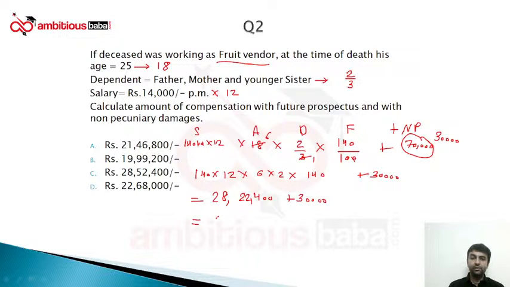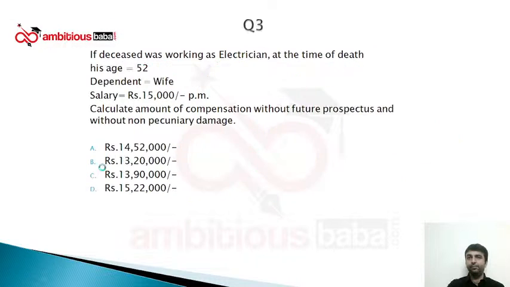So the answer will be 28 lakhs 52,400, right? So why we have not taken 70,000? Because he is a bachelor and there will be no charges paid for consortium. I hope we pronounce it in the same way, right? Correct. So many of you have answered it correctly. Let us take this answer and go to question number 3. I hope the speed is okay and you all are getting the answers.